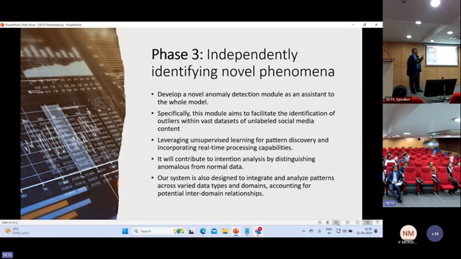So what is the uniqueness of our system? It is able to generate integrated and analyzed patterns across varied data types and domains, accounting for potential inter-domain relationships. That's very important in analyzing all of this data.